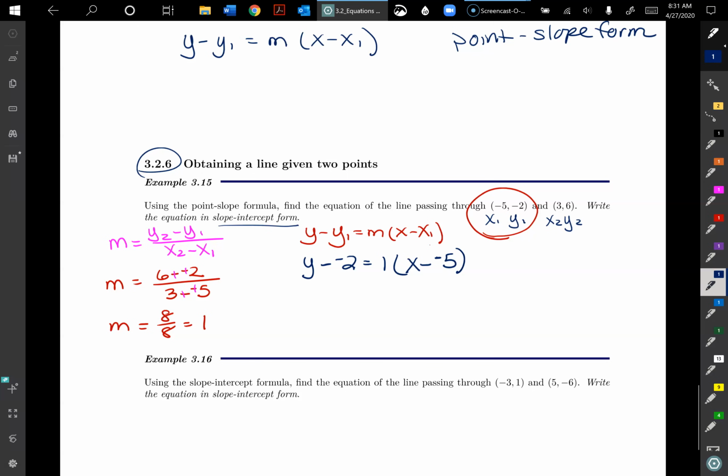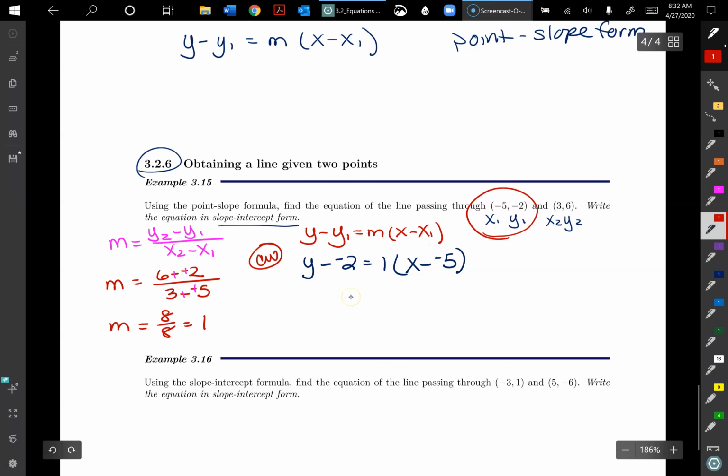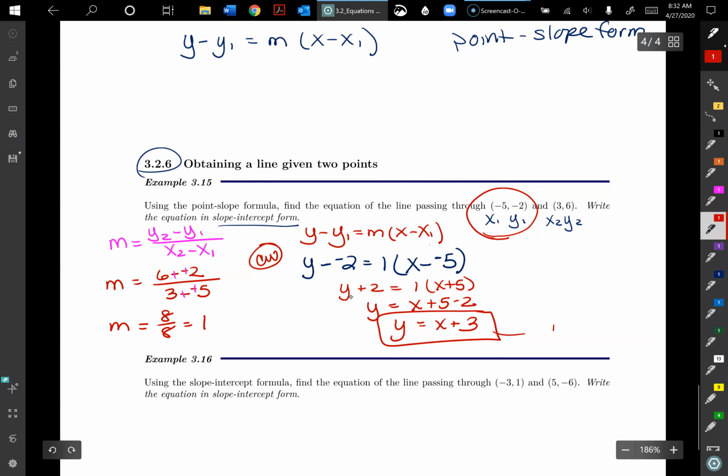And now simplify to y equals all the other stuff, just like we did in the previous video. Okay, so I'll quick do this one out. So this becomes y plus 2 equals 1 times x plus 5. Could probably skip that line. Y equals, this is just x plus 5 now because distributing a 1 is pretty nice. And then x plus 5 minus 2. So y equals x plus 3. So that is all we were asked to do, but we can notice here that the y-intercept is the point (0, 3).